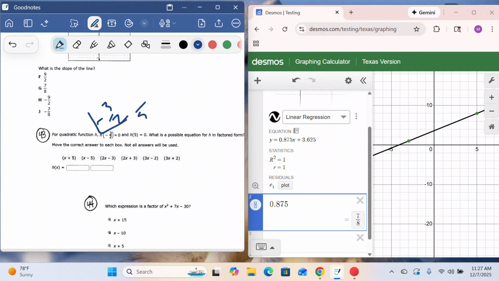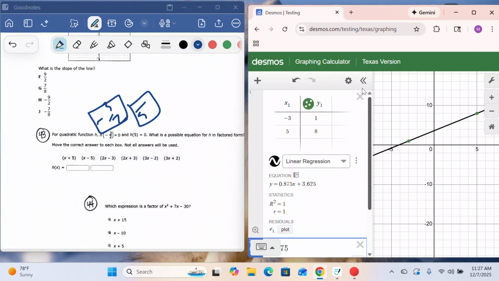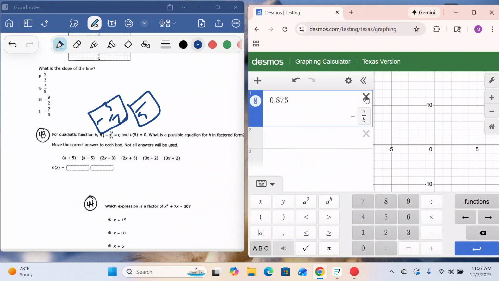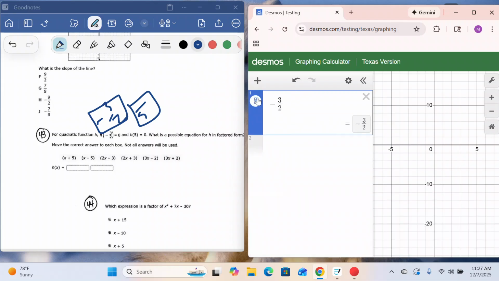And remember that Desmos only likes decimals. So once again, I'm going to go ahead and input -3/2 onto Desmos and let Desmos do the work for us. So I'm going to get rid of that, and I'm going to go ahead and put -3/2 divided by, and that is -1.5, and that's the same thing as -3/2. So the zeros here are -1.5 and 5.